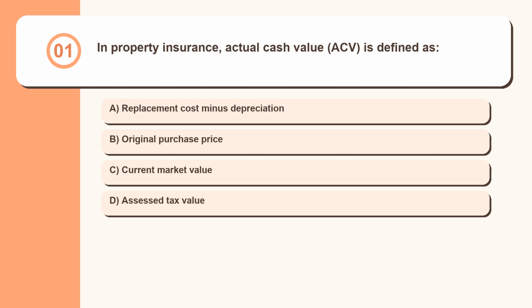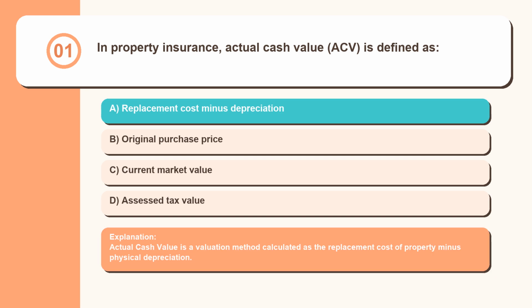Question 1. In property insurance, actual cash value, ACV, is defined as replacement cost minus depreciation, original purchase price, current market value, assessed tax value. Actual cash value is a valuation method calculated as the replacement cost of property minus physical depreciation.